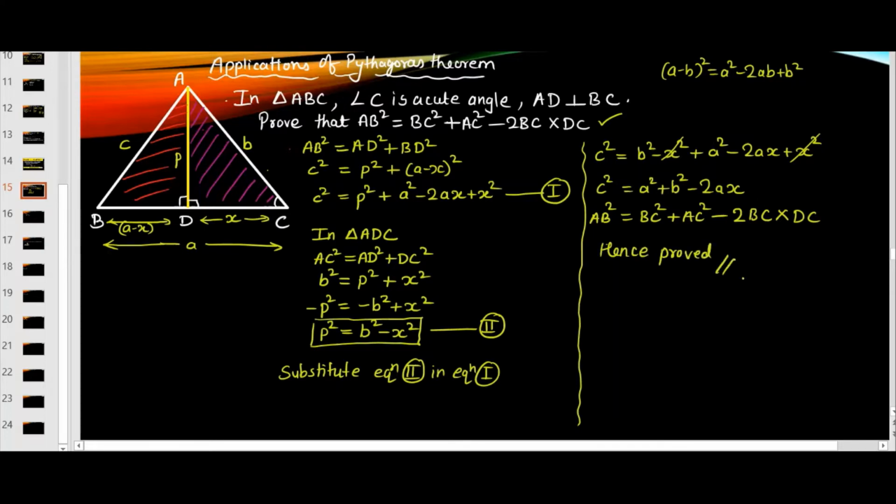Very simple. Okay, so this is the first application of Pythagoras theorem. After this, we are going to do another Pythagoras theorem, but the diagram is a little different. Here, angle C is an acute angle. The next diagram, we are going to use an obtuse angle. So, using an obtuse angle, we are going to prove it. I hope this is clear to you. Let's go to the next question.